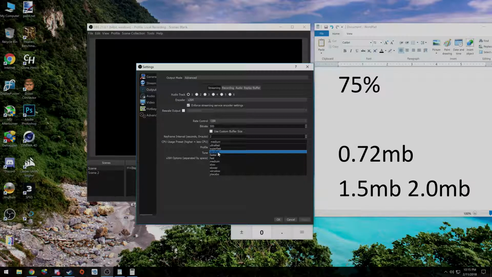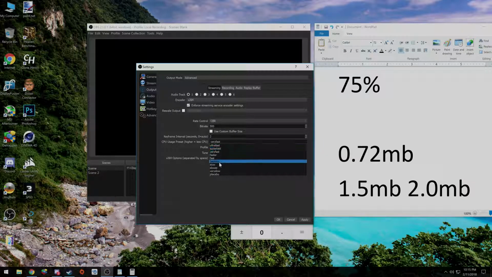Most people who are broadcasting at 720p 60 frames per second on the same computer they're broadcasting on are going to use very fast. But for those that are doing low bitrate or low quality broadcasting, you want to get this as far down as you can without killing your computer. There are some people who can even get down into the slower category, and it makes the quality look better.